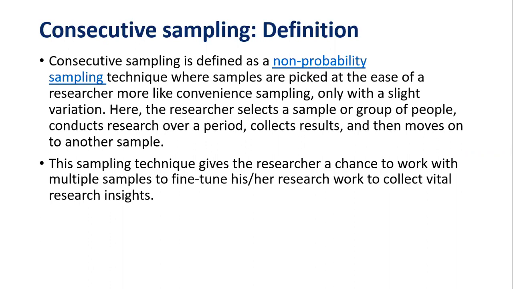So this sampling technique gives the researcher a chance to work with multiple samples to fine-tune his or her research work and collect vital research insights. This is consecutive sampling: the same as convenience sampling, but it is done over a period of time. The result will be collected, and then it will be moved to another sample.